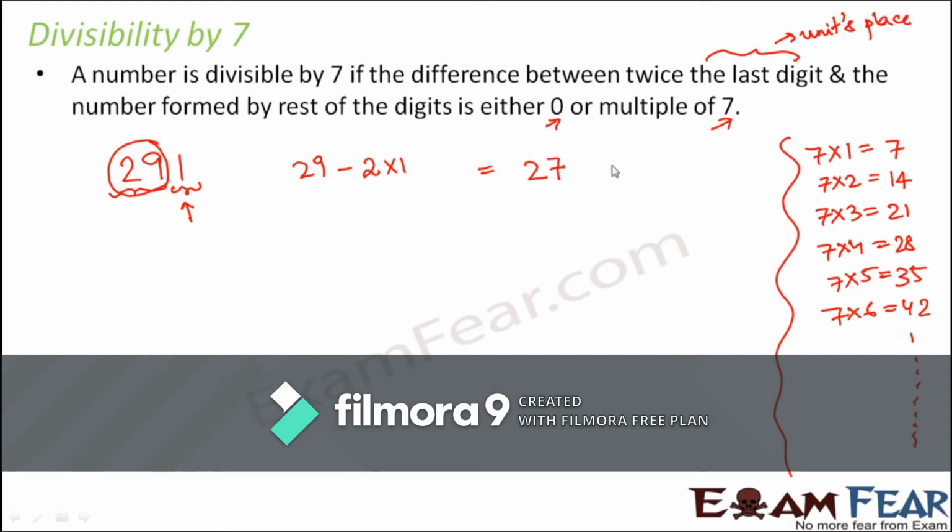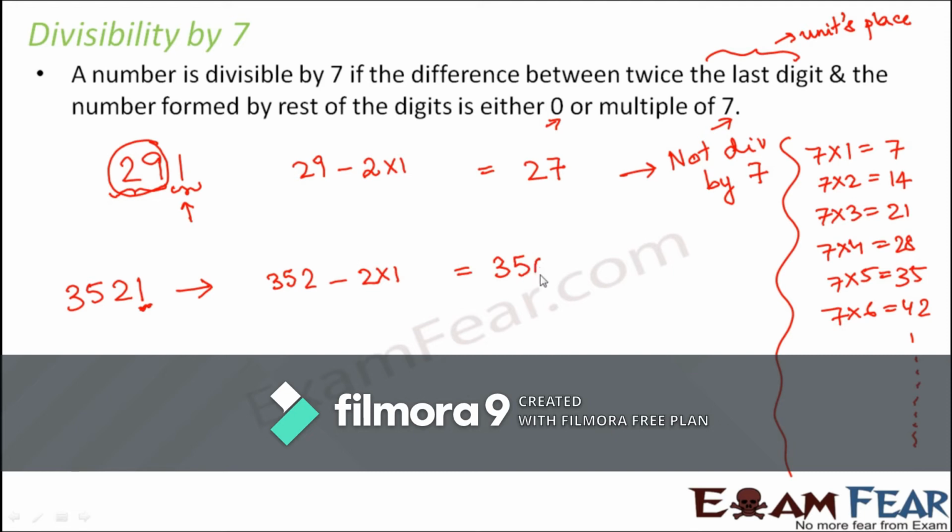So 27 is not a multiple of 7. Therefore, the number 291 is not divisible by 7. So let us look at other examples. Let us suppose you have a number 3521. In this case, how would you check for divisibility by 7? First, consider the last digit. Multiply it by 2, subtract it from the remaining number, that is 352. So basically it is 350.